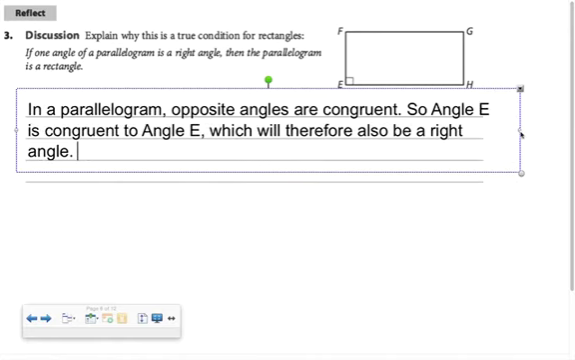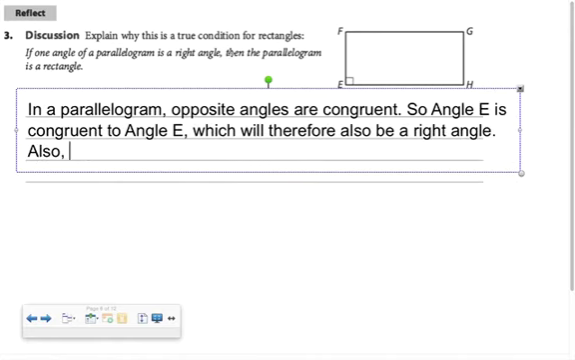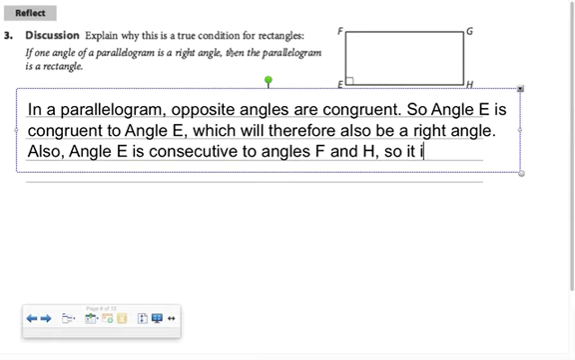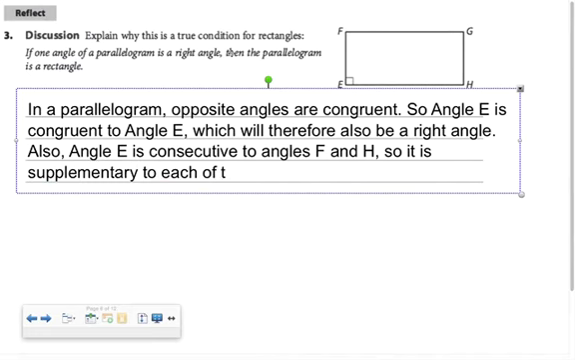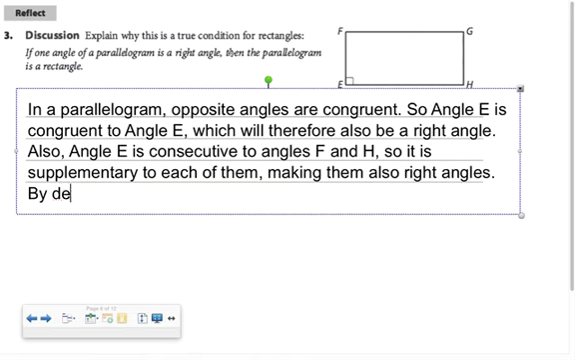In addition, angle E is consecutive to angles F and H. So it is supplementary to each of them, making them also right angles. By definition, therefore, a parallelogram would be a rectangle.